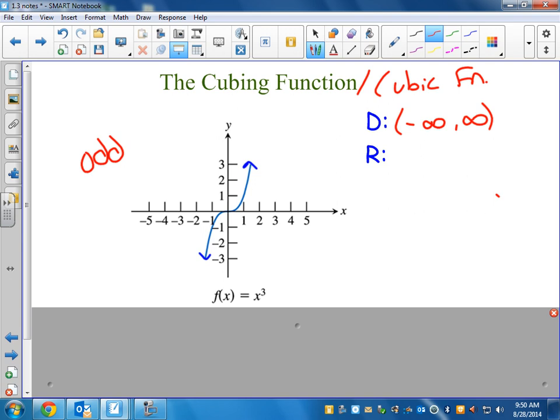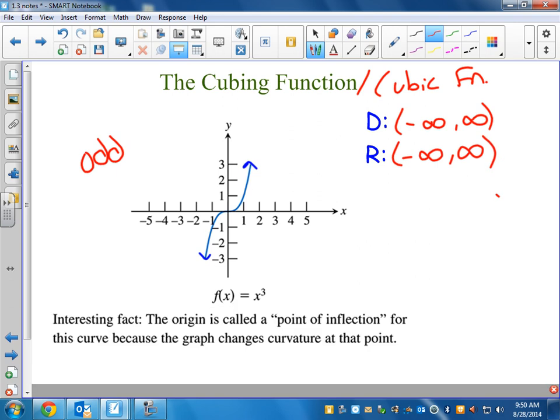What about the range on this one? Also all real numbers. With a quadratic, the arrows point in the same direction, so it's not all real numbers. But with an odd function, the arrows go in opposite directions, which means this side goes up forever and this side goes down forever. So it's also all real numbers.